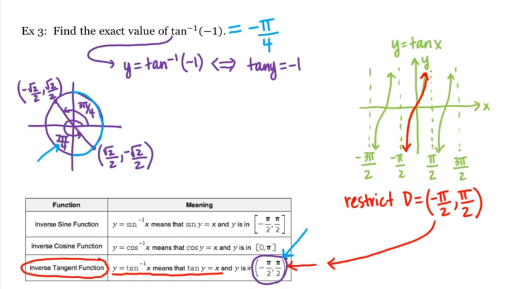And again, let's look at that over here on this green graph. This angle here is -π/4, and the tangent of it is -1. But also the y-coordinate of all these points is also -1, which means that the angles corresponding to those points will also have tangent equal to -1. But none of those angles are in our restriction. So be very careful when computing inverse sine and inverse tangent when the input is a negative value.